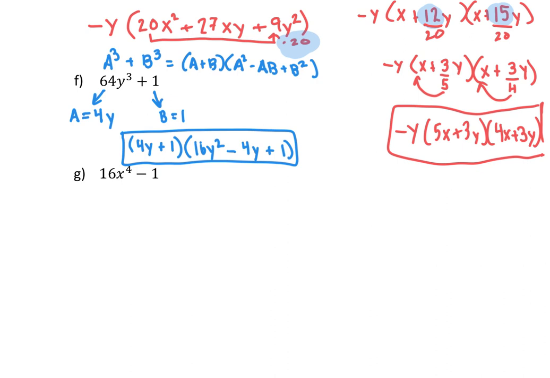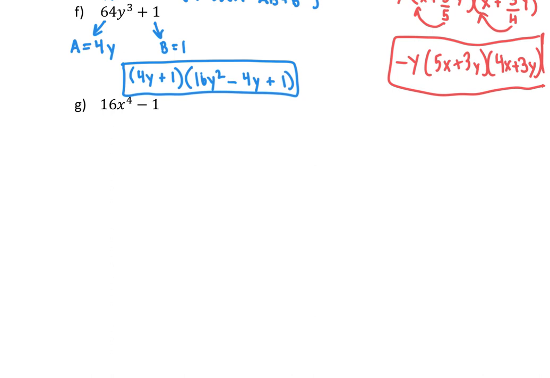Same idea with g here. So I have 16x to the 4th minus 1. Those are both perfect squares. So it's the perfect square rule again. So I need to find my a, which is 4x squared, and the b, which is 1. So if I plug it into the formula, we get 4x squared plus 1, 4x squared minus 1.